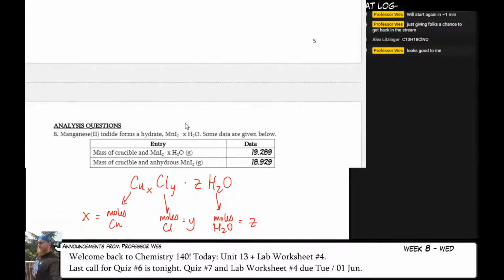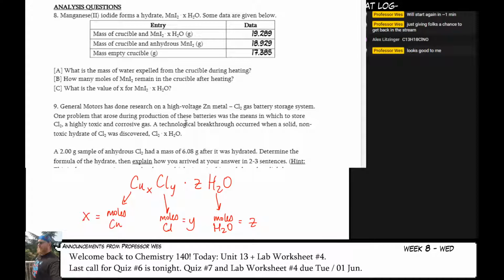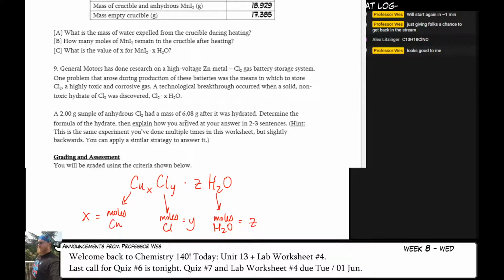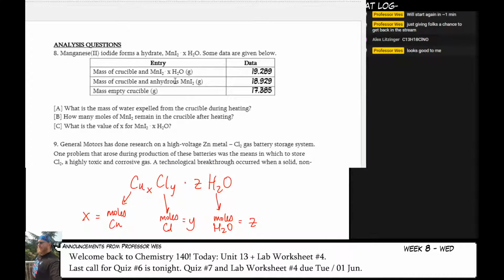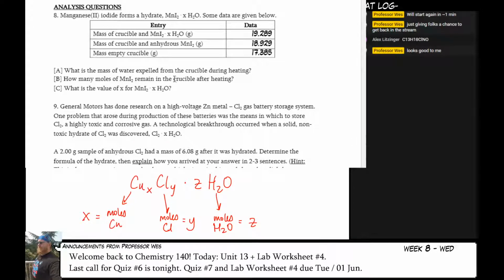And then finally, at the end, there's a bunch of analysis questions for just some other experiments that could be done. The last question, number 9, involves hydrating something. So I give you the mass of chlorine to start, and then we put water in. It becomes a hydrate, and its mass increases. And so you do this process basically backward from what you did before. And that's lab number 4.